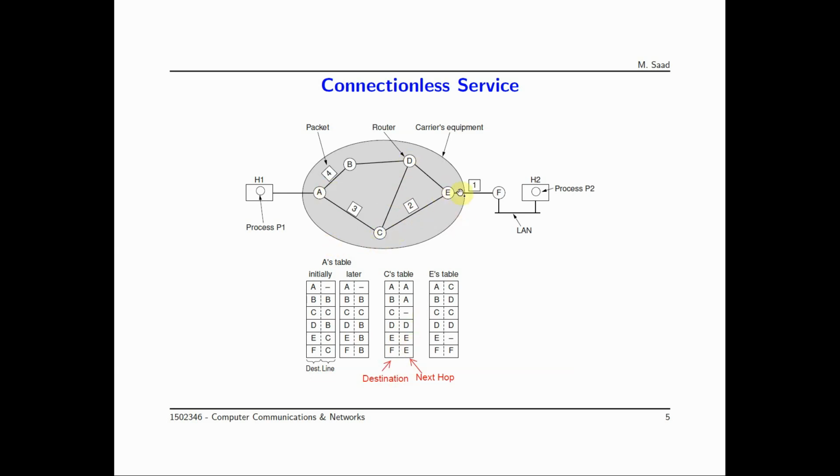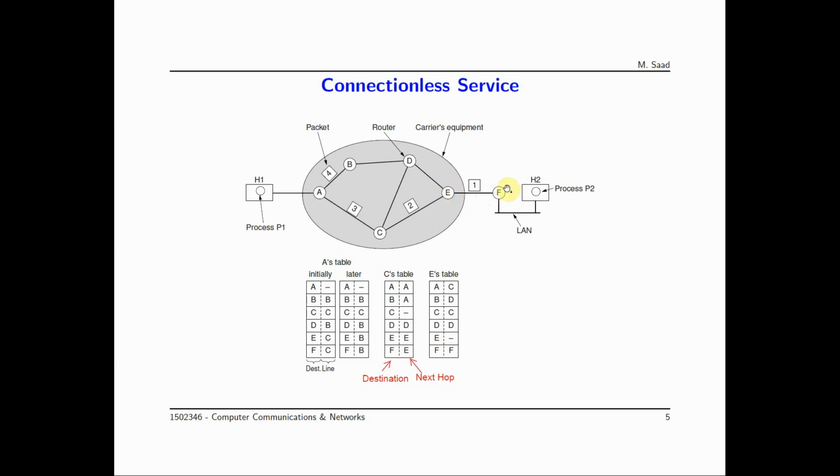Now, when E receives the packet, it will consult its own table. E will also examine the header of the packet after storing, so store and forward. So in the processing phase, router E will check the header of the packet, and then from the destination address, E will understand it has to send to router F, and according to the table, if the destination is F, the next hop is F itself, so I have to forward to F.